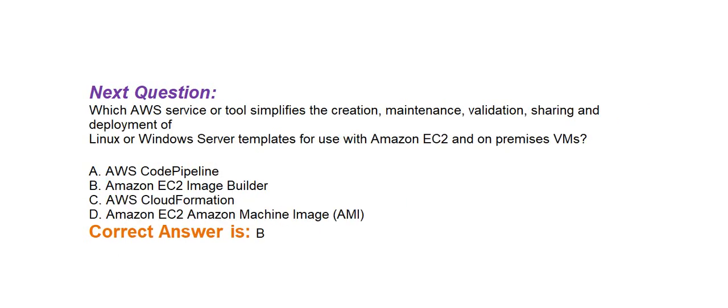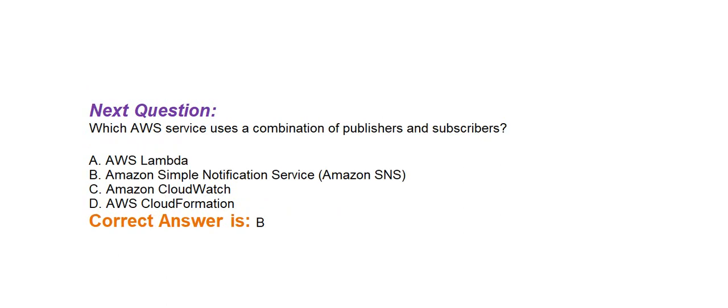Next question is, which AWS service or tool simplifies the creation, maintenance, validation, sharing and deployment of Linux or Windows Server templates for use with Amazon EC2 and on-premises VMs? Option A, AWS CodePipeline. Option B, Amazon EC2 Image Builder. Option C, AWS CloudFormation. Option D, Amazon EC2 Amazon Machine Image, AMI. Correct answer is option B, Amazon EC2 Image Builder.